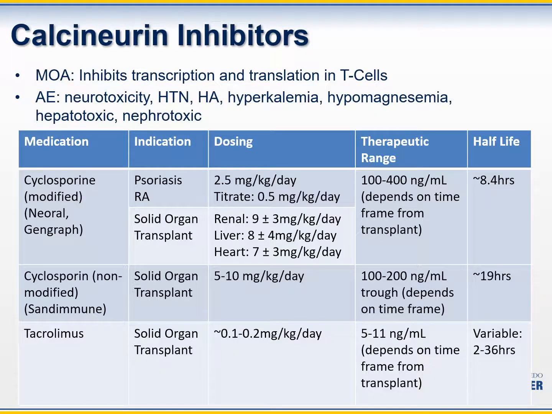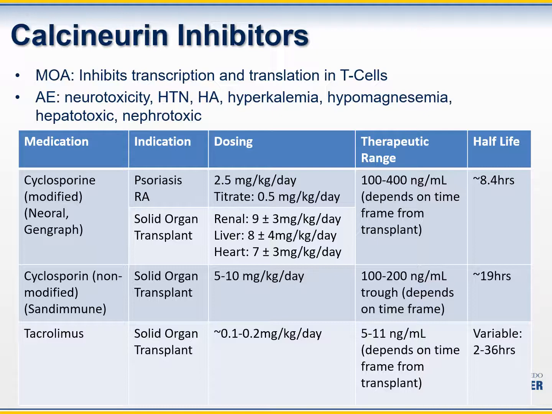This slide highlights the calcineurin inhibitors, which includes cyclosporin and tacrolimus. These medications work by inhibiting the phosphatase activity of calcineurin, which inhibits IL-2 and therefore will inhibit T cell proliferation and activation. One of the big things I wanted to highlight was cyclosporin modified versus non-modified.